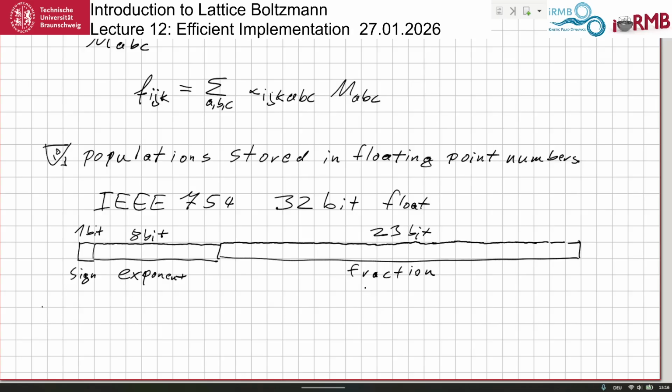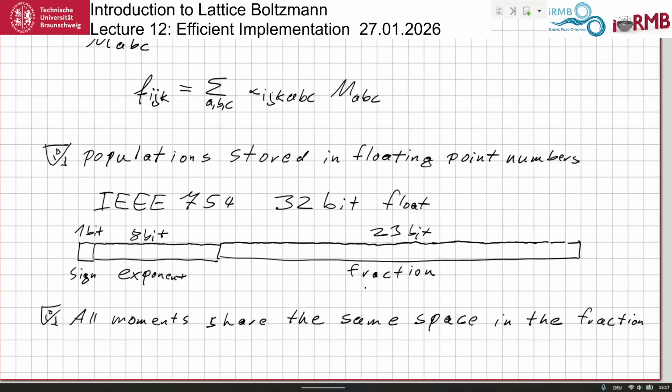Now the problem that we are facing here with these floating point numbers is that all moments, because they are all in the same number, share the same exponent, the same space in the fraction, because they are stored with the same exponent. And here the problem, as I just said, which does not fit here very well, is that moments vary in their asymptotic scales.